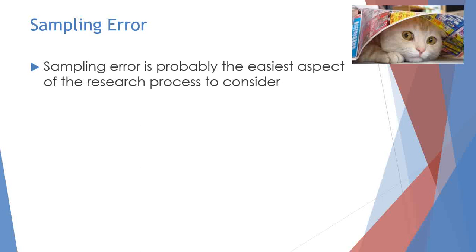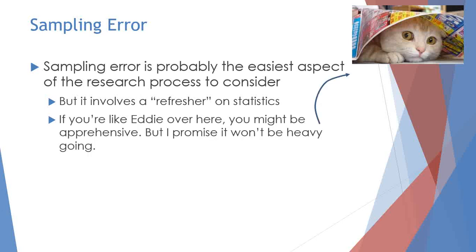Okay, so sampling error is probably the easiest aspect of the research process to consider, but it involves a refresher on statistics. Now, if you're like Eddie over here, you might be apprehensive. I promise you there won't be lots of formulas. It won't be heavy going.